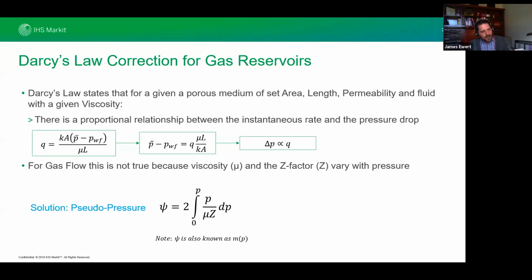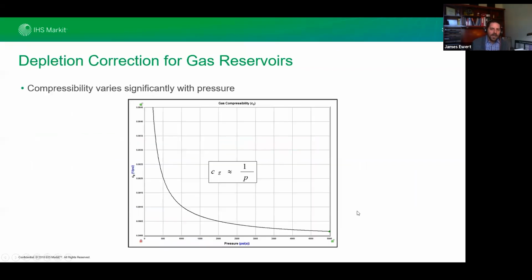Pseudo pressure is what is used to help the gas to operate or be useful, to convert it in a way where the RTA equations can apply to it. So it's a correction for gas, pseudo pressure. So here's an image of the compressibility of gas. Notice how much it changes. Pressure's on the x-axis, if you can't see that too clearly. My compressibility is on the y-axis.